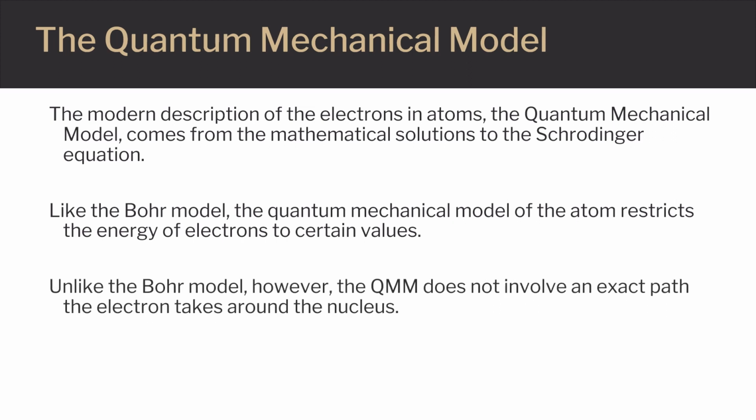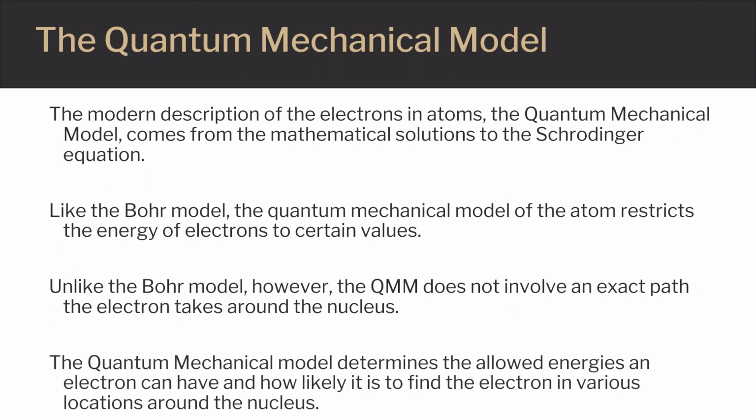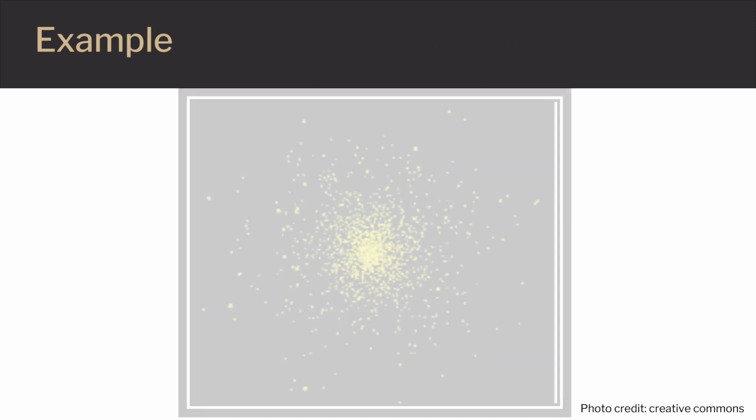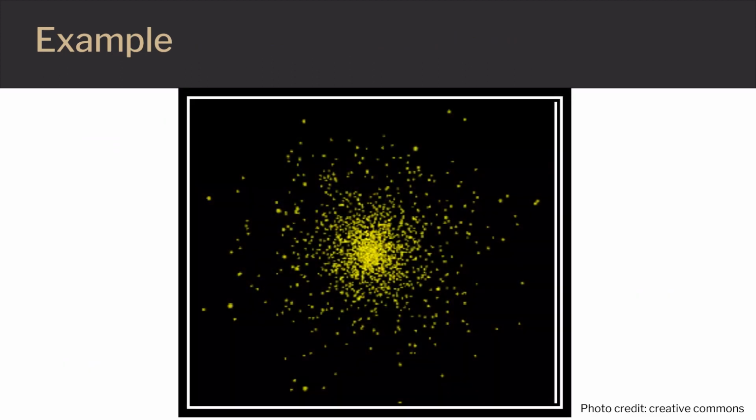Unlike the Bohr model, however, the quantum mechanical model does not involve an exact path that the electron takes around the nucleus. Instead, it determines the allowed energies an electron can have and how likely it is to find the electron in various locations around the nucleus. Here is a quantum mechanical picture of a hydrogen atom.